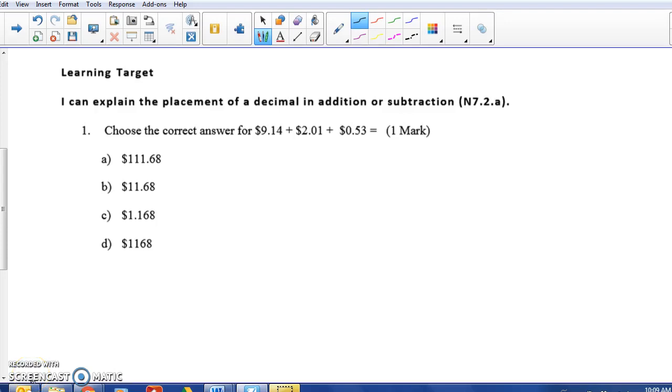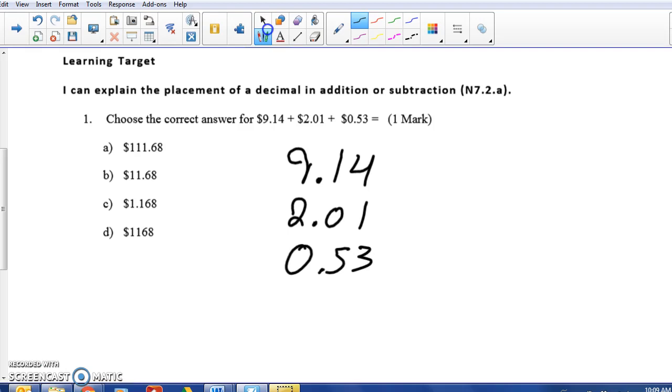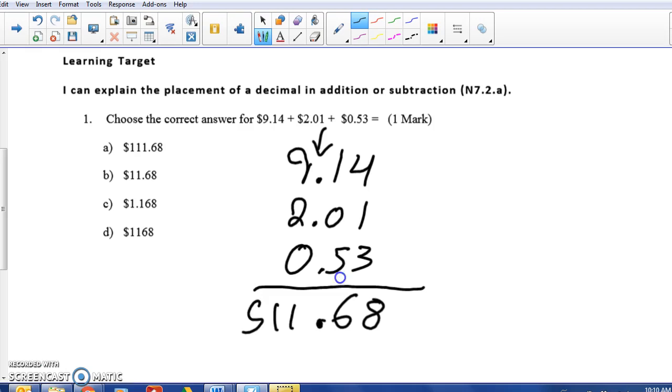When we're adding decimals, we need to make sure that we line up our decimal places. So you see for the first question, we have $9.14, $2.01, and 53 cents. So when I add them, you see here, I have just lined up my decimal place, like so. And then I continue just to do my addition as normal. Again, carry my decimal place down. And I find out that at the end I have $11.68, and so the correct answer is B.